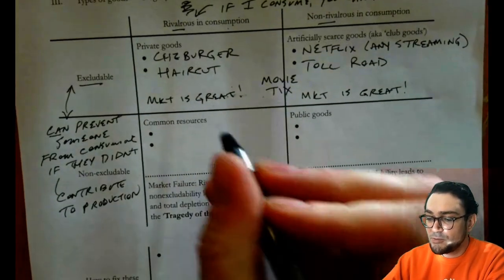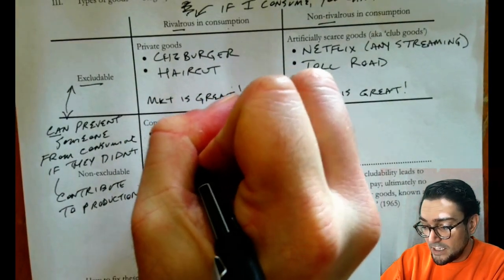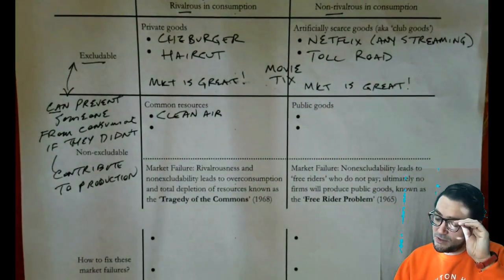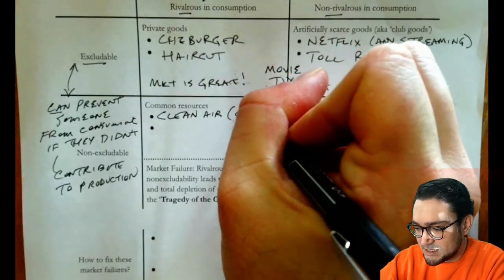And so we could say a common resource might be something like clean air. Clean air appears to be an infinite resource, right? But you've got to think about something like, say, CO2.